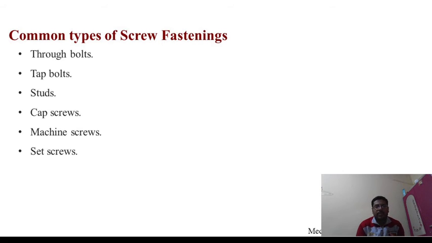So, common types of screw fastenings. What are the common types of screw fastenings here? Through bolts, tap bolts, studs, cap screws, machine screws, and set screws. These are temporary fastening screws. Okay, tap bolts, studs.